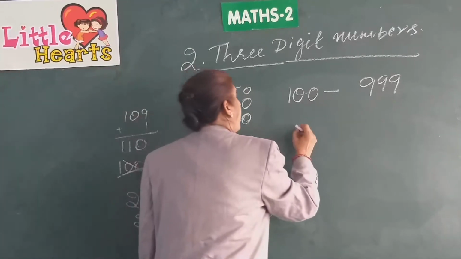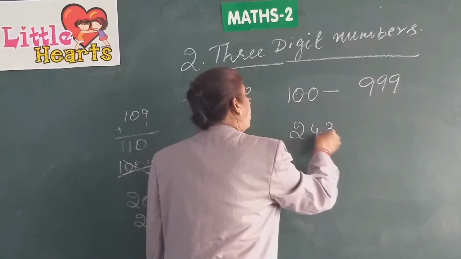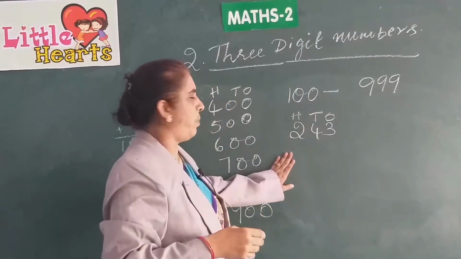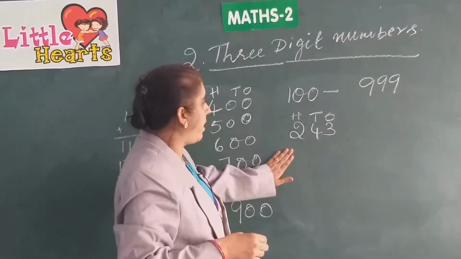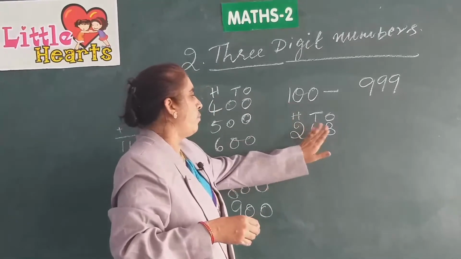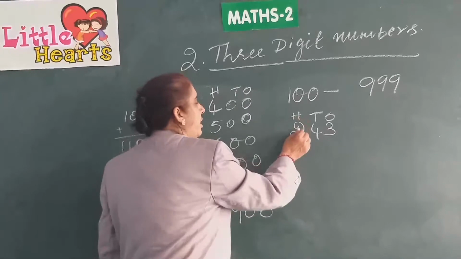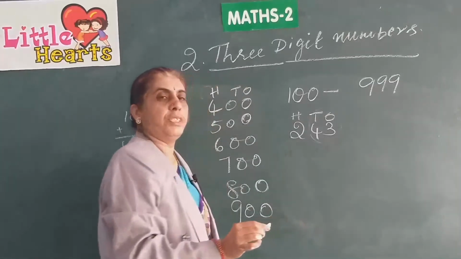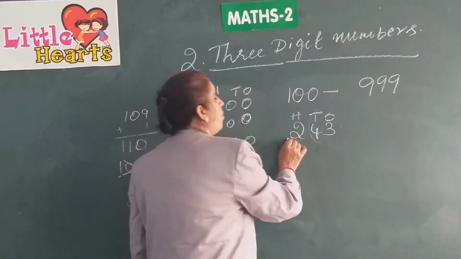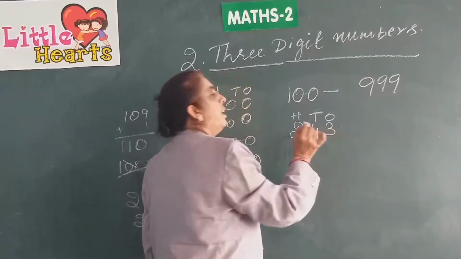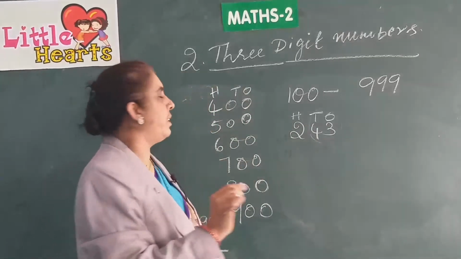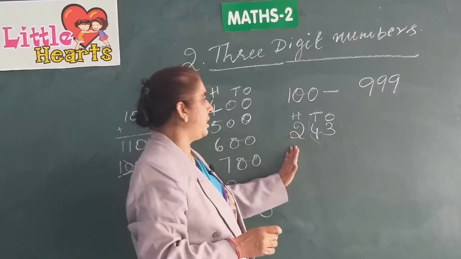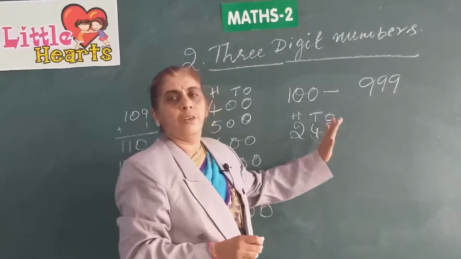And how do you read this number? What is the digit in the hundreds place? 2. So we read it as 243. So read the digit in the hundreds place with hundreds, and already we know how to read a 2-digit number. Read the digits in the ones and tens place together and with the hundreds place digit. This is read as 243.